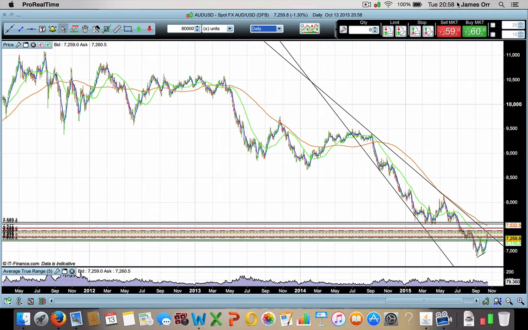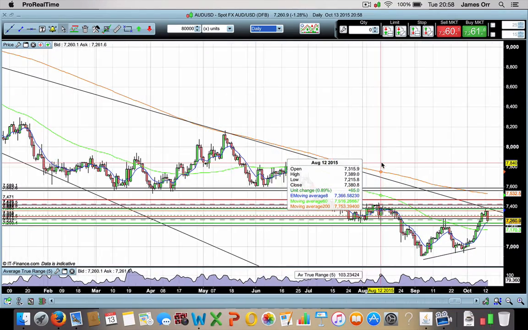Okay, so it's just about 9 o'clock now. I'm going to take you through the Australian dollar, US dollars trading for the day. And the first thing we can see up here is that the market has fallen almost 1.3% for the day. So the sell-off that I was expecting did come into the market.